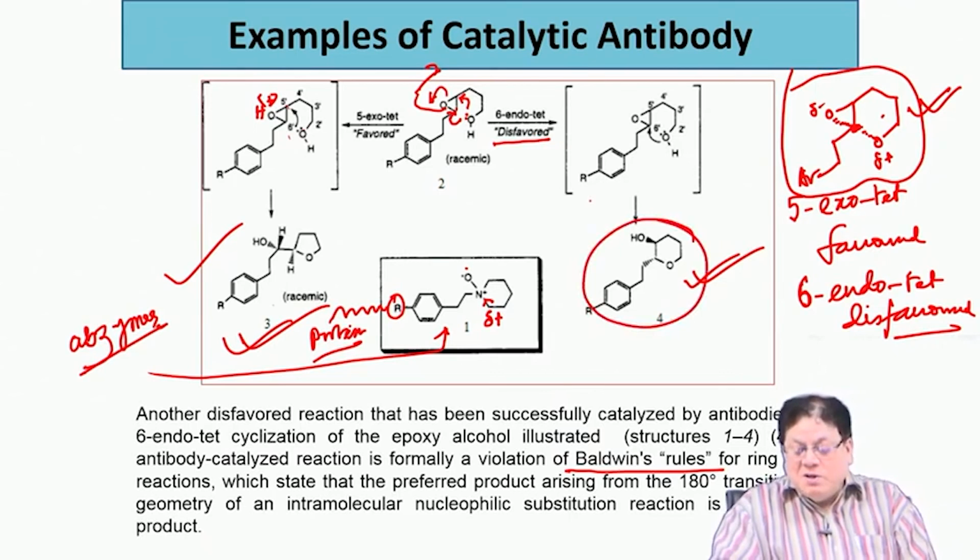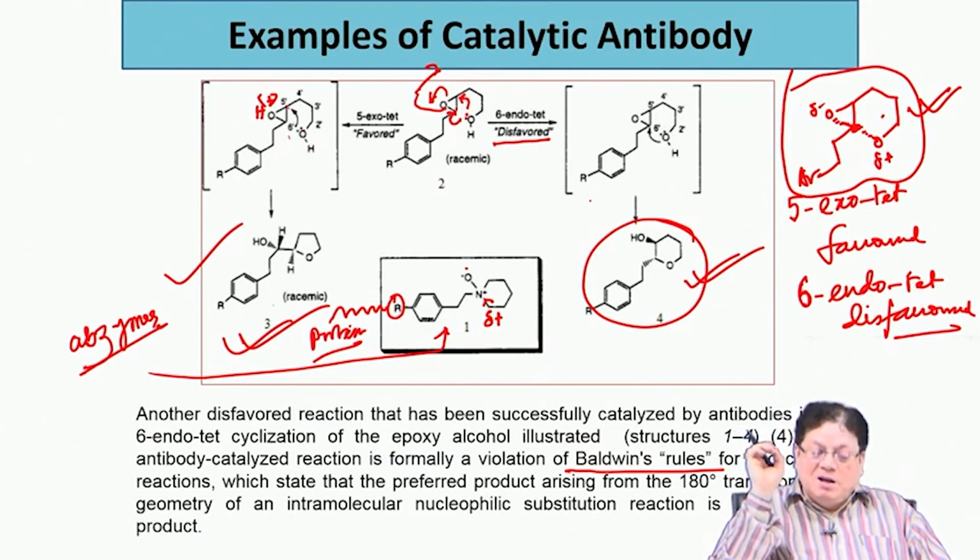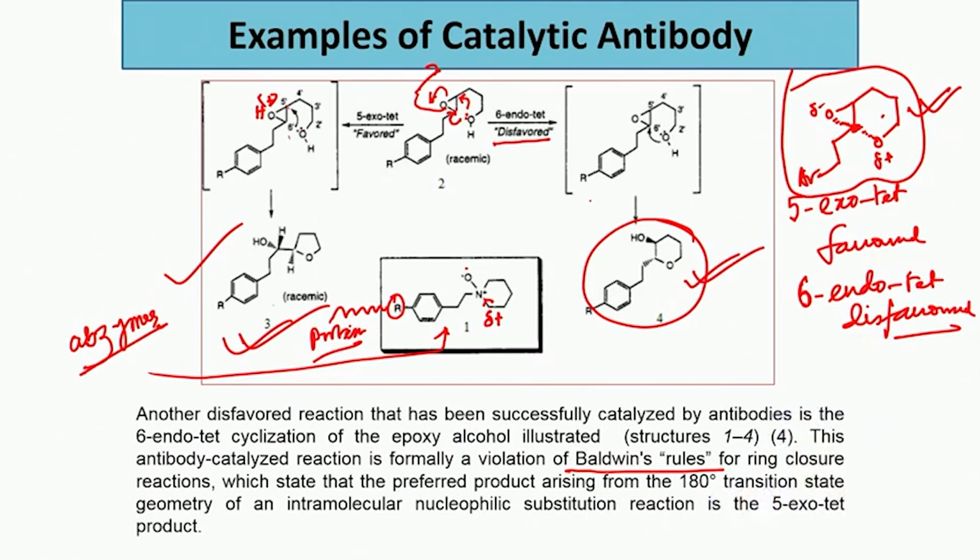In fact, this was done, and this was a very classic example, and it showed the power of catalytic antibodies to do disfavored reactions. There are many more examples of disfavored reactions using the catalytic antibody approach. We do not know any other approach by which you can convert a disfavored reaction into a favored process. So, I think that ends this aspect of synthetic biology, that is the enzyme chemistry or the catalytic antibody chemistry. Thank you.